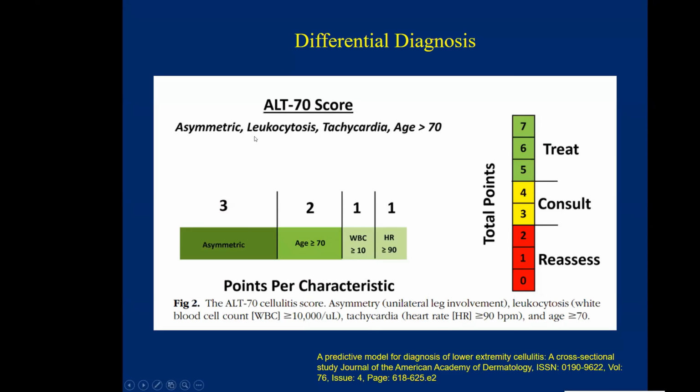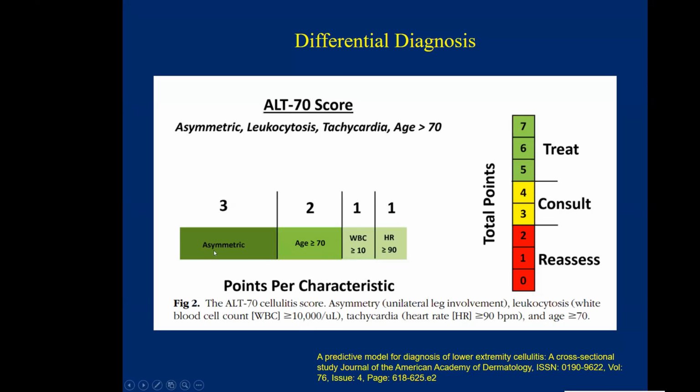So you calculate: asymmetry, leukocytosis, tachycardia, age more than 70. If your score is 0 to 2, then most likely you don't have cellulitis and you should reassess. If your score is 3 to 4, you should consider a dermatology consult to assist with the diagnosis. And if your score is 5, 6, or 7, you should treat for cellulitis.